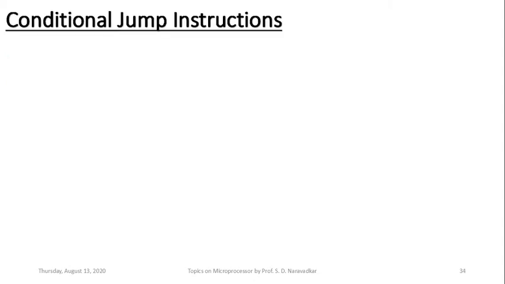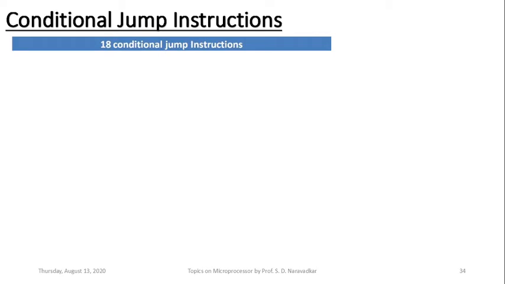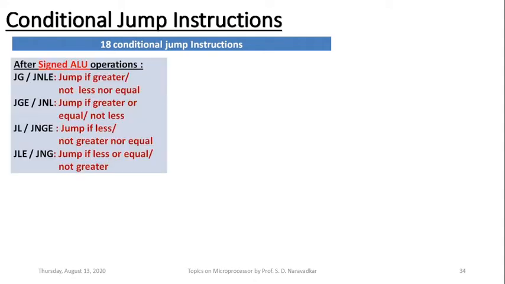So here, the conditional jump instructions I want to explain first. There are total 18 conditional jump instructions, and out of that first group contains in all 8 instructions. Out of that first 4 will be appearing on your screen, and these conditional jump instructions must be used after signed ALU operations, after signed arithmetic and logical unit operations.